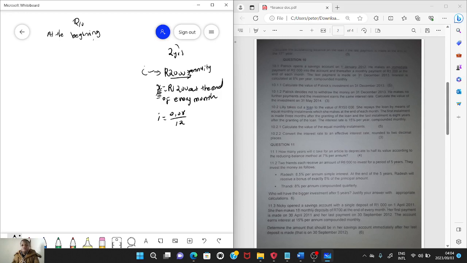And then what's my n? My n is the number of years multiplied by the number of compoundings, which is 12. I'll have 24. Sorry, that's my answer. That's 24. Now the first question says, calculate Patrick's investment.